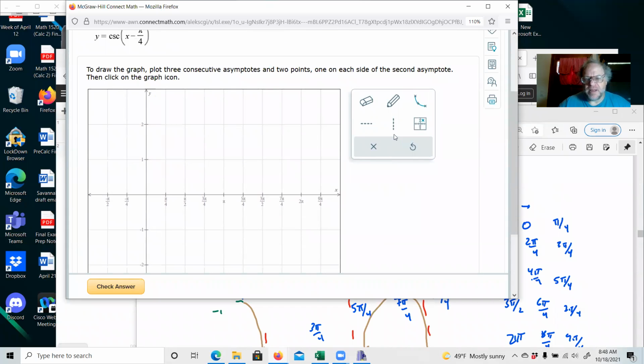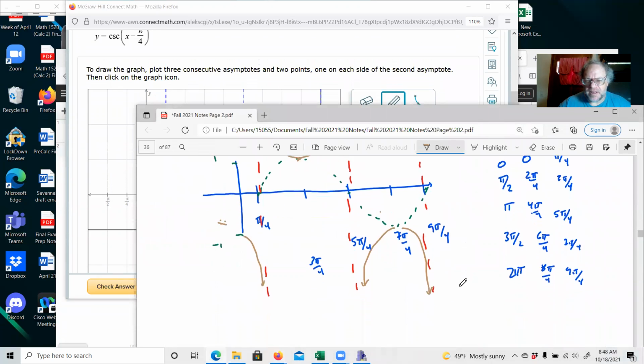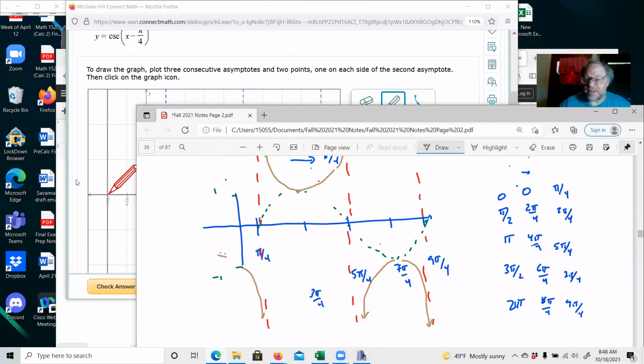So we're going to put in some asymptotes here. All right, so we've got 5 pi over 4, we've got 7 pi over 4, we've got 9 pi over 4. Okay. And then here we've got a 3 pi over 4, we're at 1. And then we are at 7 pi over 4 down here at -1. All right. So just following my graph here.